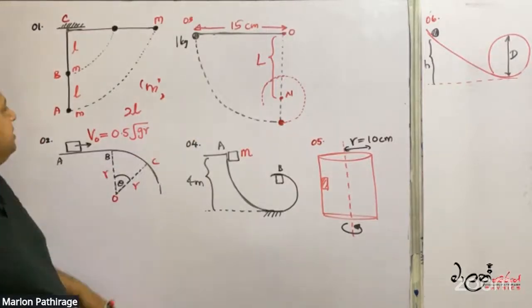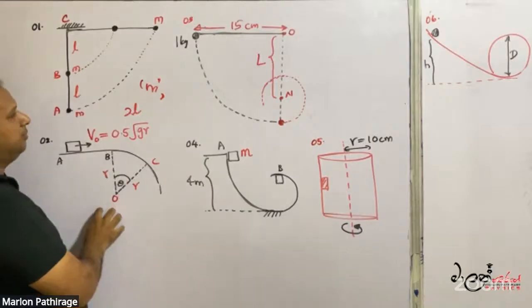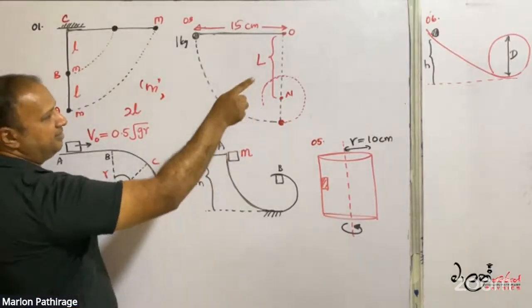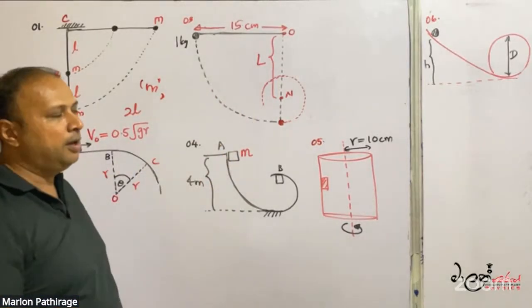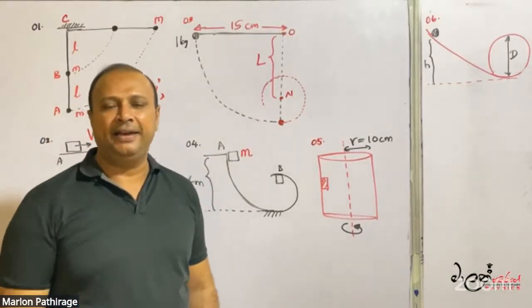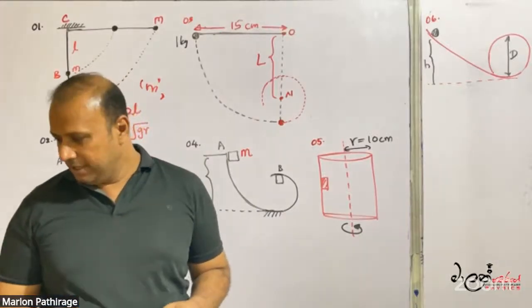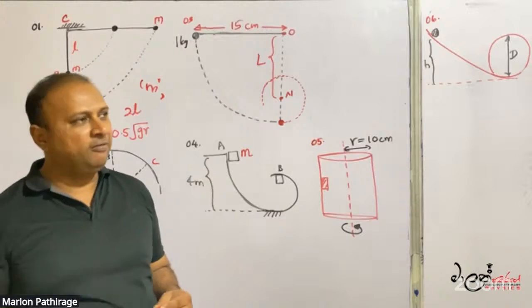So this question, this image, is related to question number 1, 2, 3, 4, 5 and 6. Therefore you have to draw them, then we can do the question. Please do them very quickly.